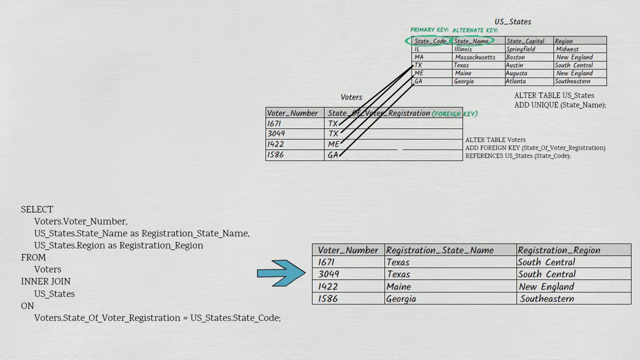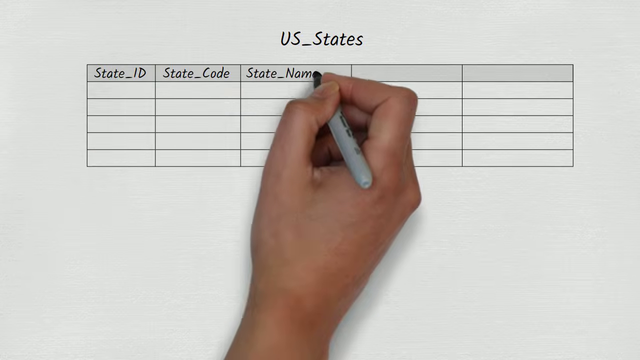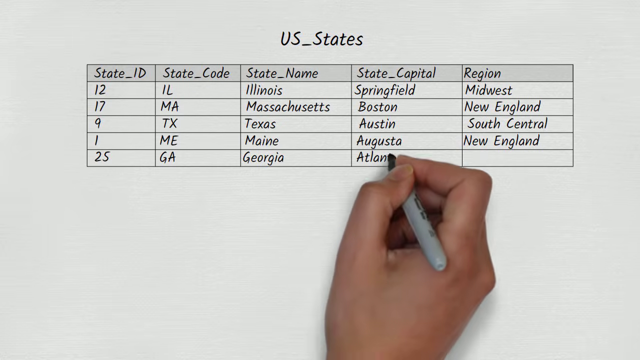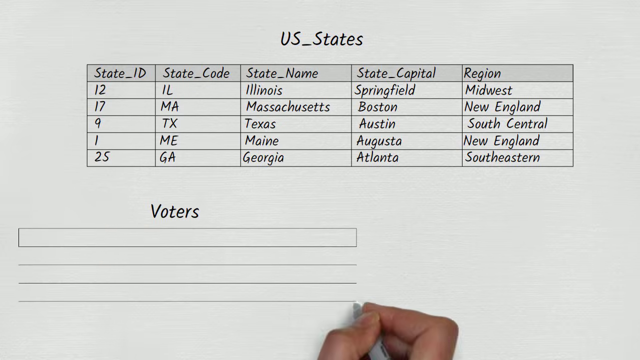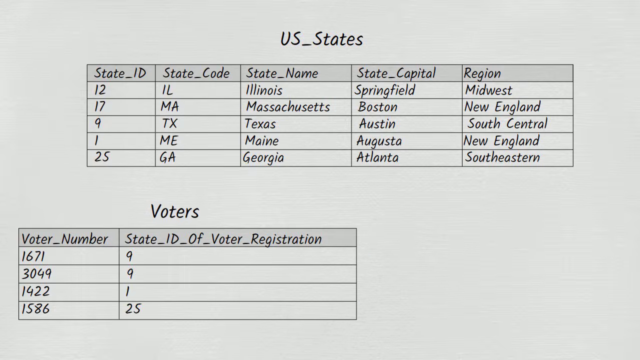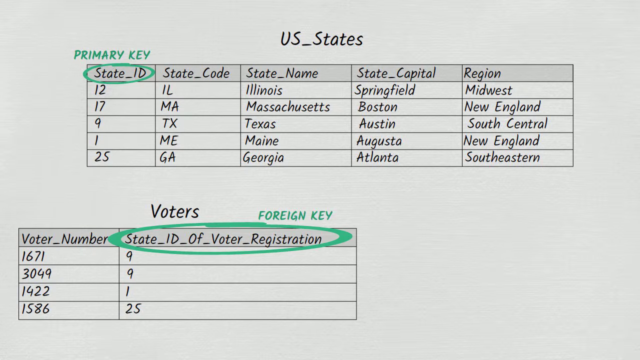Interestingly, from the point of view of being able to join the voters table to the US states table, it really doesn't matter if the states get represented as meaningful state codes like GA, or as completely arbitrary codes that we've fabricated ourselves. For the purposes of this particular database, we could have gone for an alternative design where each state has an arbitrarily assigned numeric state ID, like this. In the alternative design, state ID is the primary key of the US states table, and state ID of voter registration is a foreign key on the voters table.